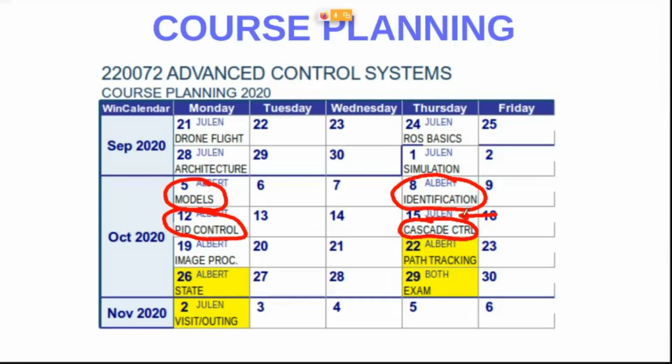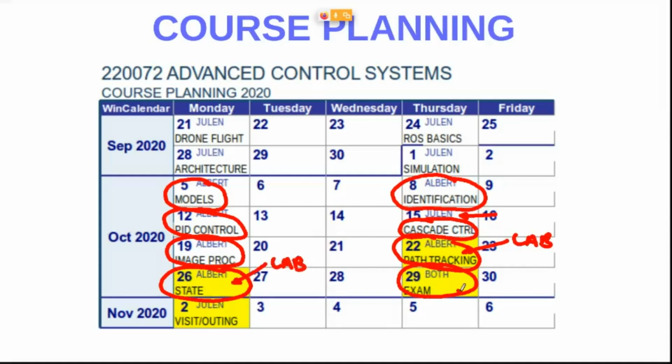So Julian will be back in here on the 15th of October. And then finally, I will explain the image processing on the 19th of October. And finally, the path tracking and the state machine and the exam will all be in class. Here we will meet at the ground floor lab. Okay, this is the exam. The exam will be with your own computer.